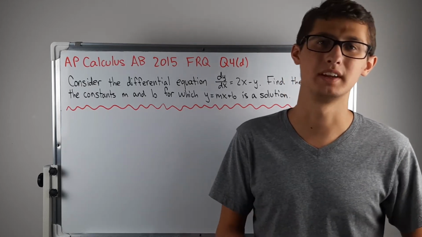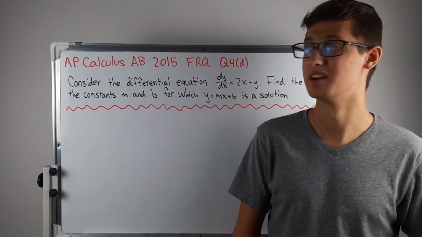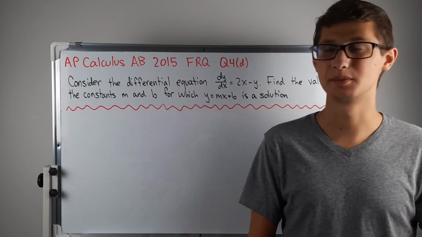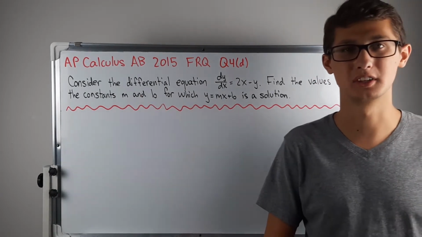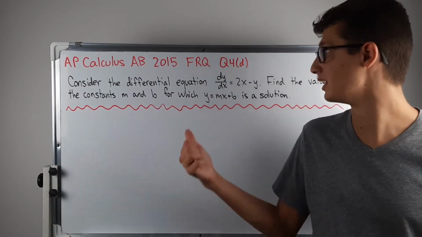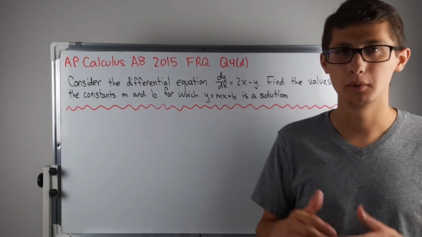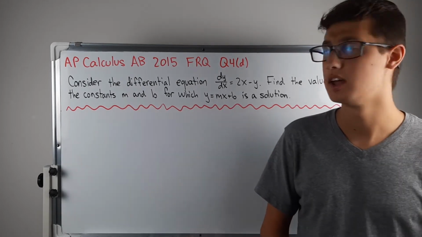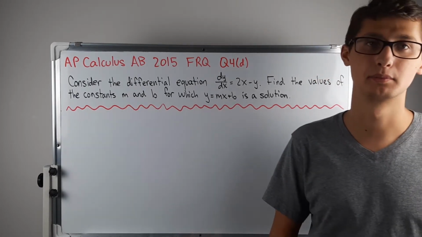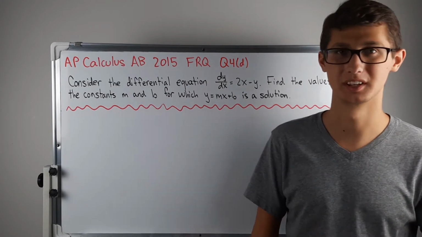Today we have an AP Calculus question from 2015. This one is question 4, part D, and it says, consider the differential equation dy over dx equals 2x minus y. We want to find the values of the constants m and b such that y equals mx plus b is a solution to our differential equation.